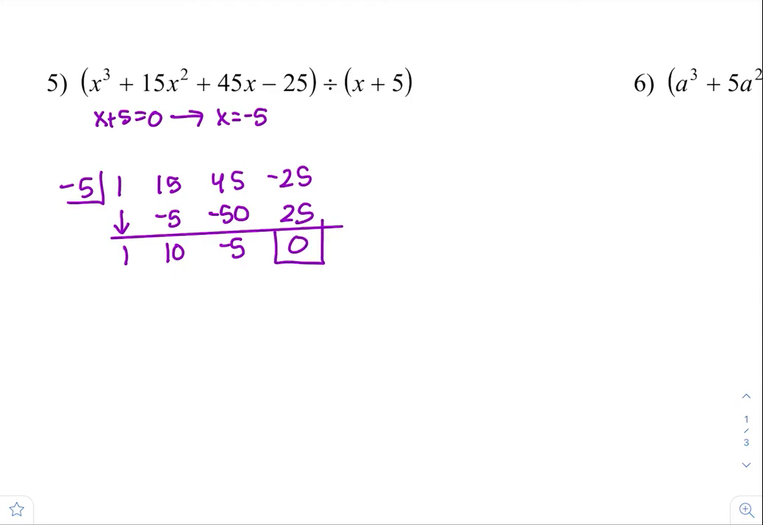Remainder of 0. For the coefficients, the degree is 1 less than the highest one of the numerator, so x to the second, and then 1 less from there, x to the first, and then x to the 0. Final answer, x to the second plus 10x minus 5.